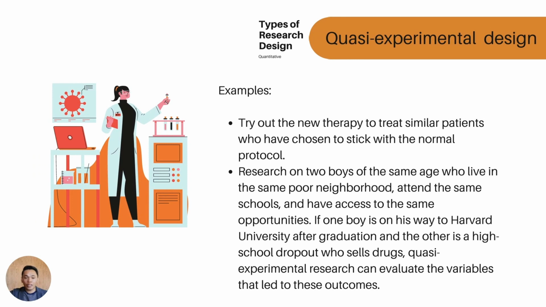You may try out a new therapy to treat similar patients who have chosen to stick with the normal protocol. Or an example is a research on two boys of the same age who live in the same poor neighborhood, attend the same schools, and have access to the same opportunities. Then if one boy is on his way to Harvard University after graduation, and the other is a high school dropout who sells drugs, quasi-experimental research can evaluate the variables that led to these outcomes.